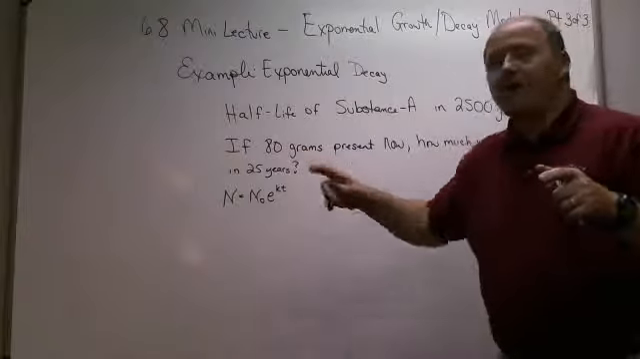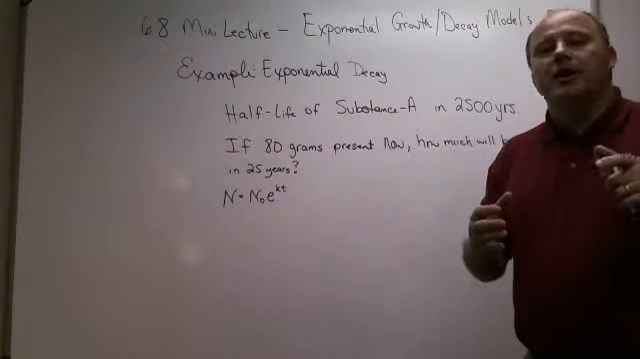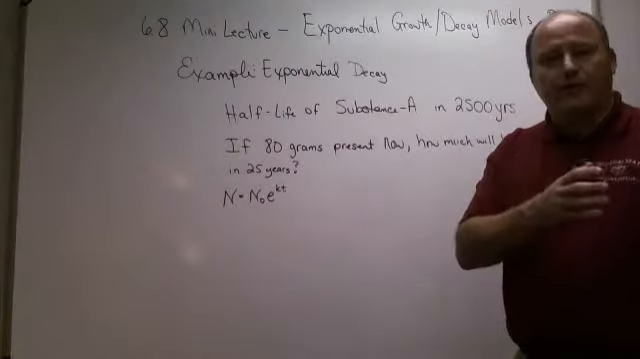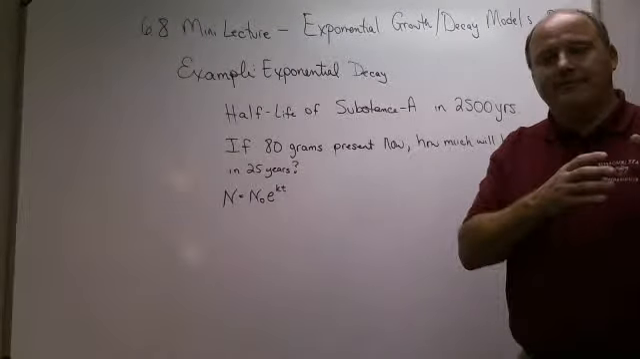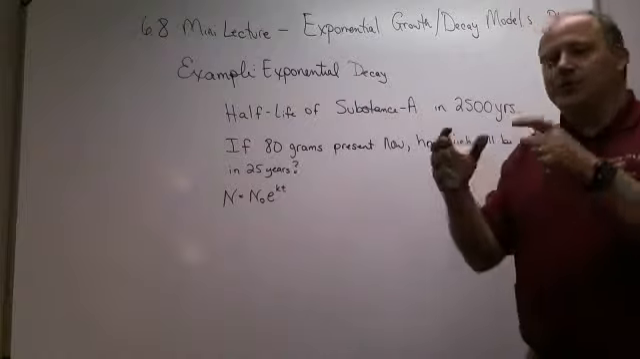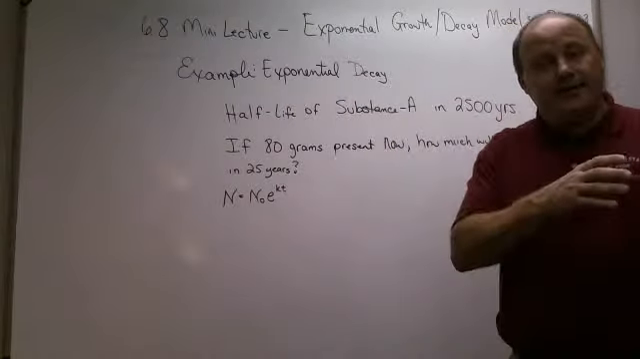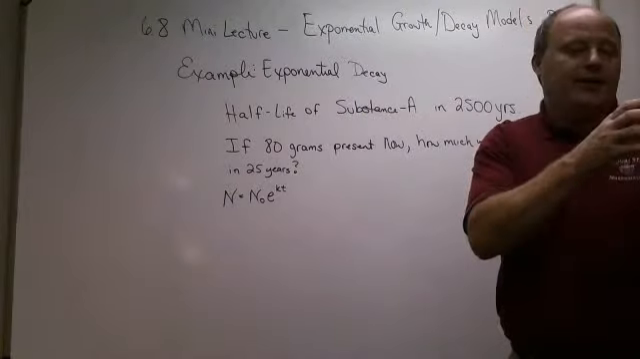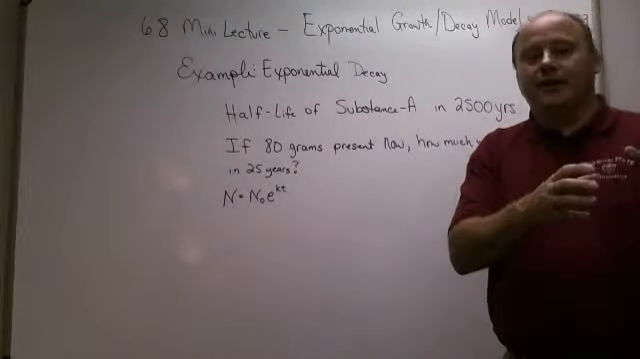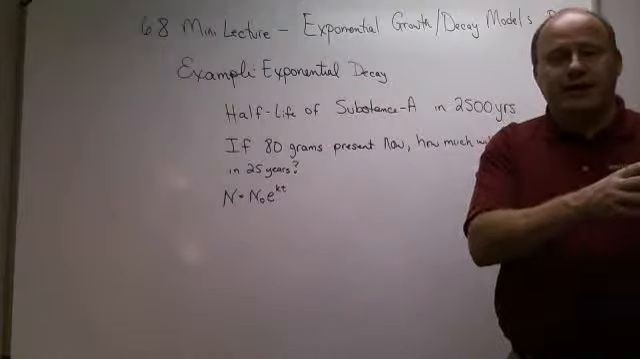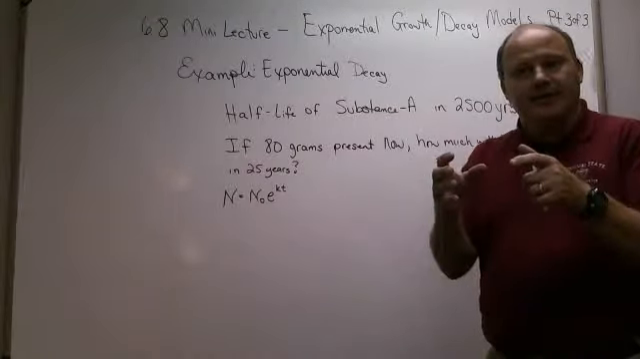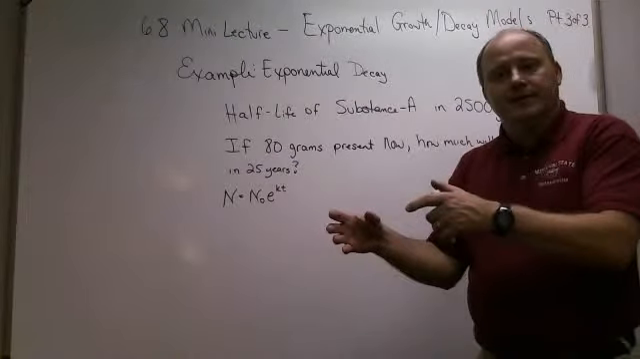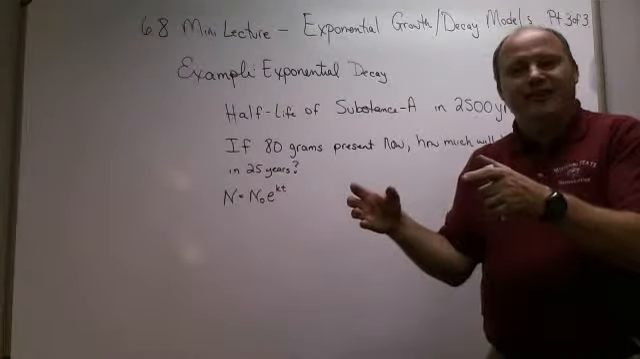So for example, if you have 80 grams, it's going to take 2,500 years to go from 80 down to 40. So that's the half-life. Then it's going to take another 2,500 years to go from 40 down to 20, then another 2,500 years to go from 20 down to 10, and then another 2,500 years to go from 10 down to 5. So as you can figure out, you nearly never get to 0.